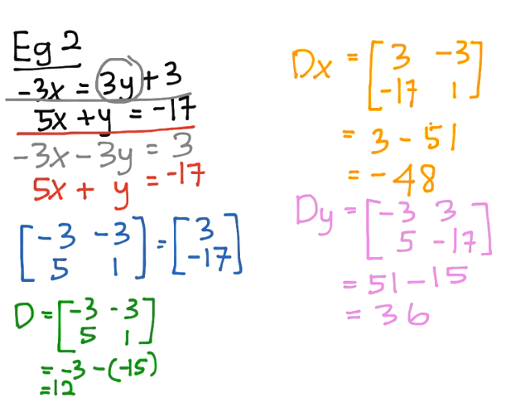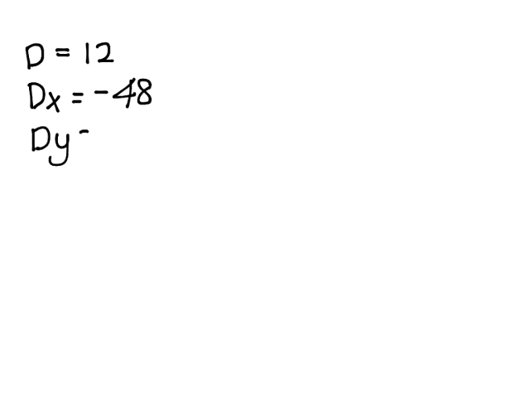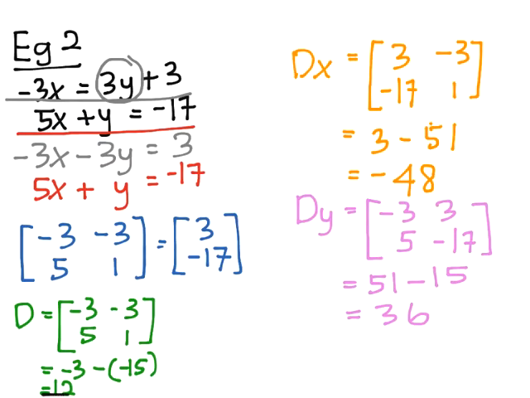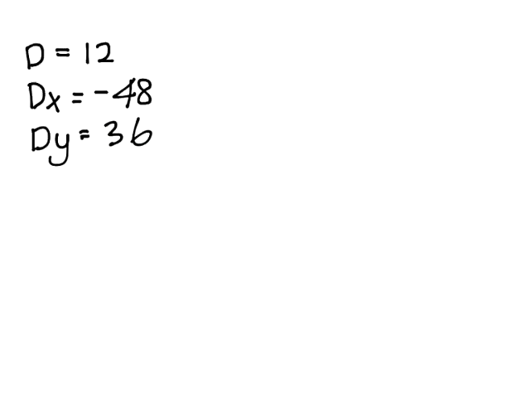So after we have all these three values, our D value is 12, our Dx value is negative 48, and our Dy value is 36. Here we have the D value, Dx value, and Dy value.